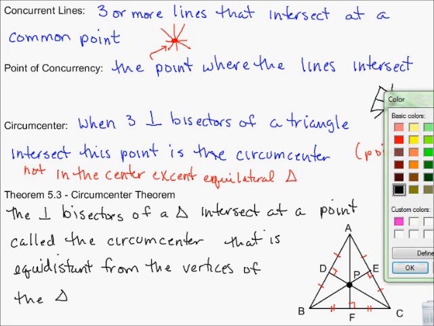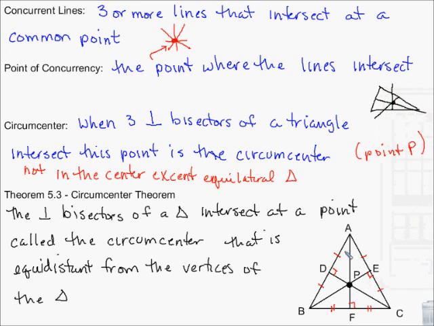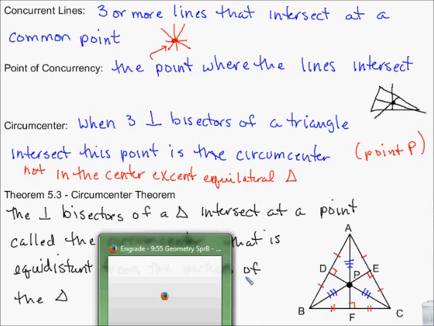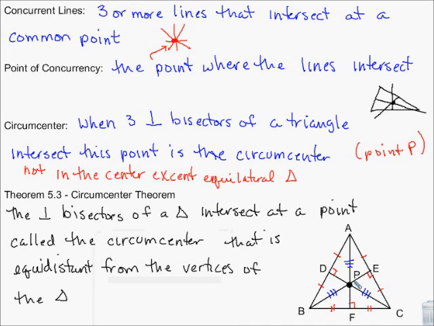So what that means is if we look at our triangle here, this length and this length will be the same. These lengths, PD, PE, and PF, will not necessarily be the same unless you're an equilateral triangle. So the center of the triangle will be equidistant from the sides. The circumcenter is equally distant from the vertices.